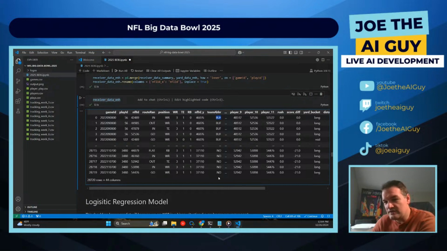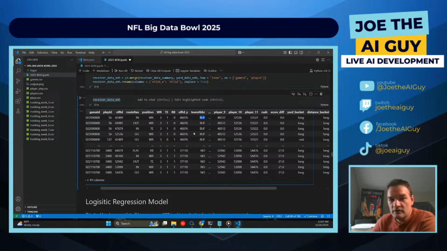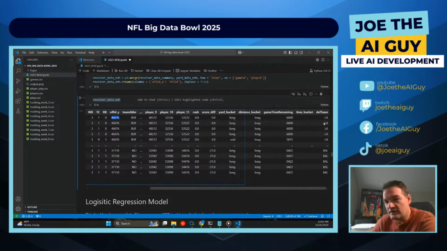And then adding all the same information. The team abbreviation is the team that receiver plays for. The ID here is their quarterback, along with all the player information, whether it was a rush, the score differential in the game, and all those same fields from before. And this time we're also including who the defensive team was. So this was Buffalo versus the Rams in this game, and this one was New Orleans versus the Ravens.